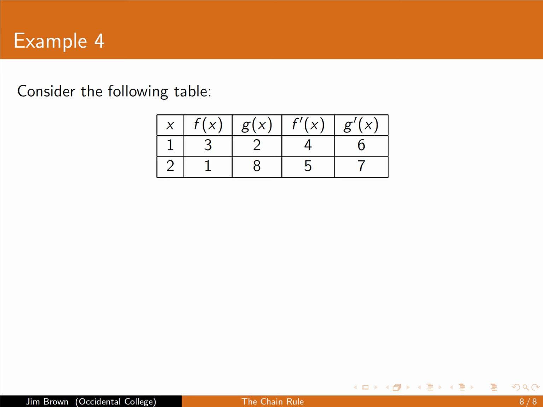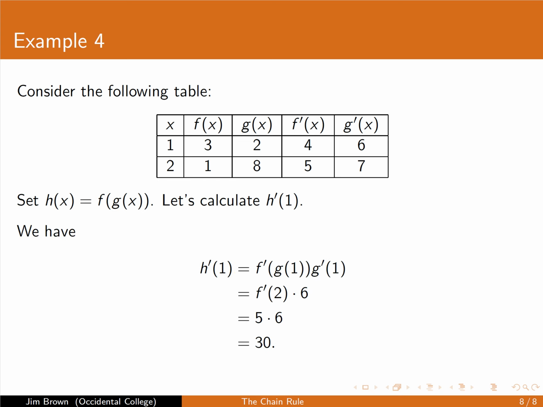And so finally, let's consider a table with values given here for f and g and f prime and g prime. So let's suppose we set h of x to be f composed with g of x, and we want to calculate h prime of 1. So h prime of 1 by the chain rule is f prime of g of 1 times g prime of 1. And now we can read these off the table.